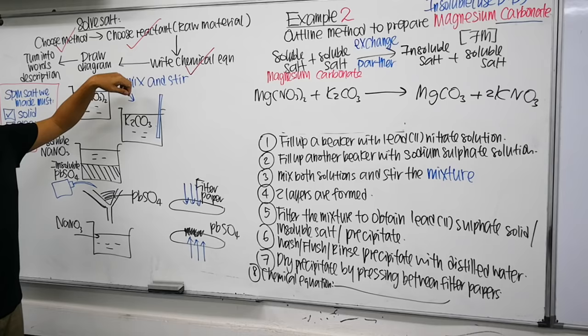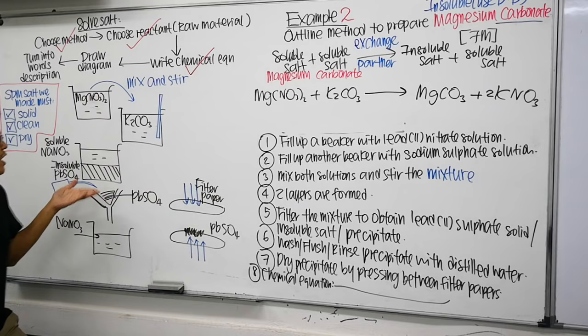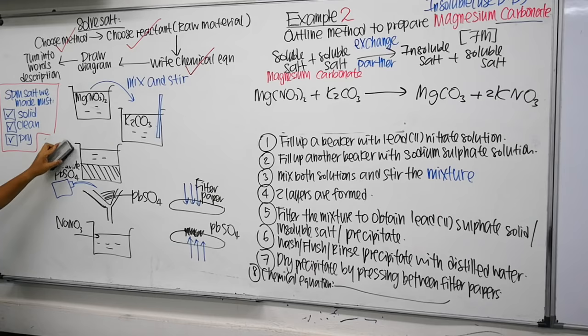After mix and stir, remember double decomposition will change partner. When you change partner, you get insoluble and soluble. You will get a solid and a liquid. So as usual, you form two layers. Understand? So you must be careful who is soluble, who is insoluble. We know the insoluble one is magnesium carbonate, so the insoluble will be at the bottom. So the bottom is magnesium carbonate. The top one is the soluble, potassium nitrate. Are you with me? So you already formed two layers.